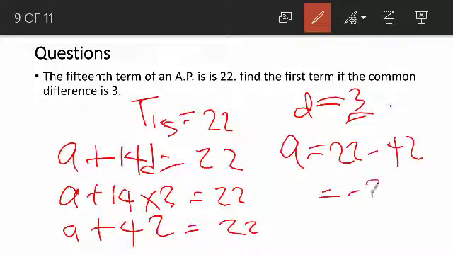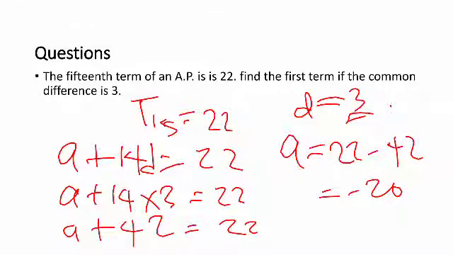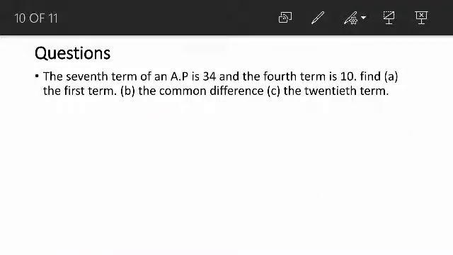That's going to give us minus 20. So the first term in this particular question is minus 20. Okay, we see another. It says the 7th term of an AP is 34, and the 4th term is 10. Find the first term, the common difference, and the 20th term.